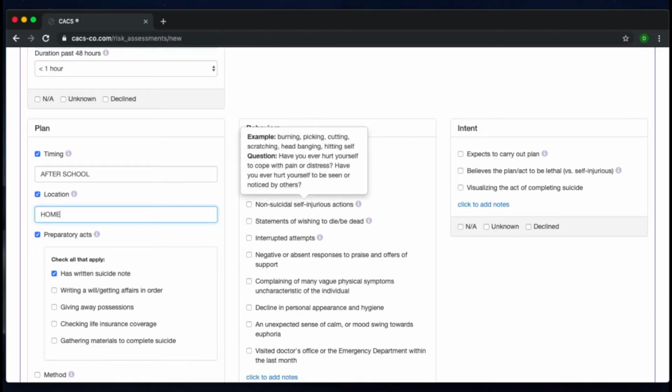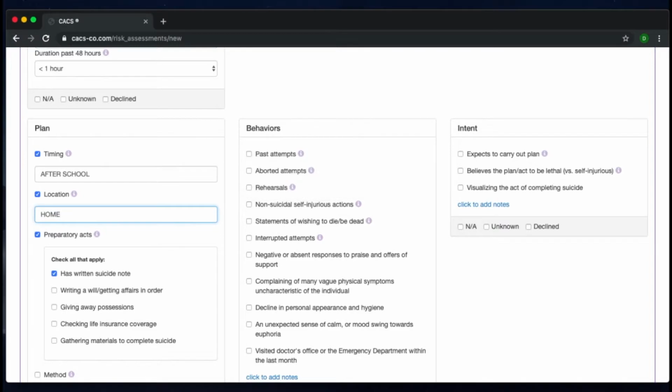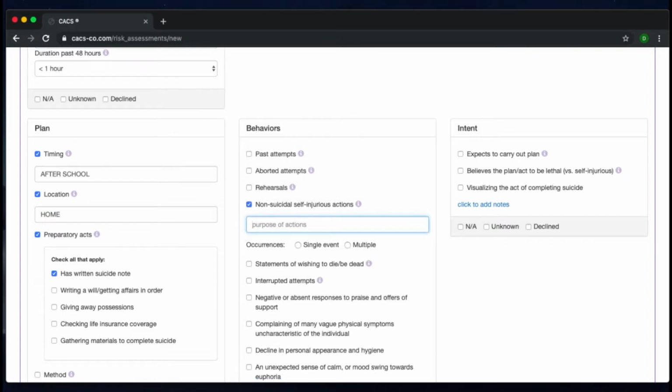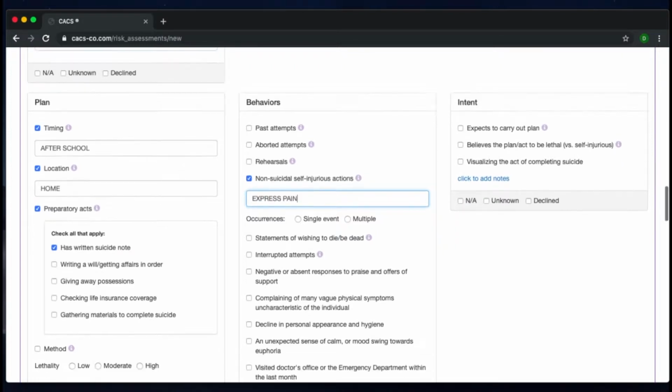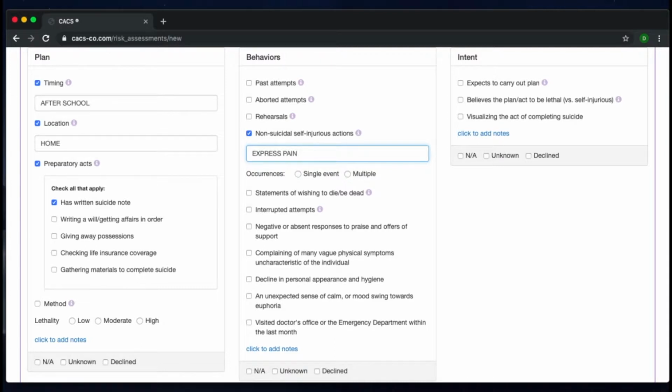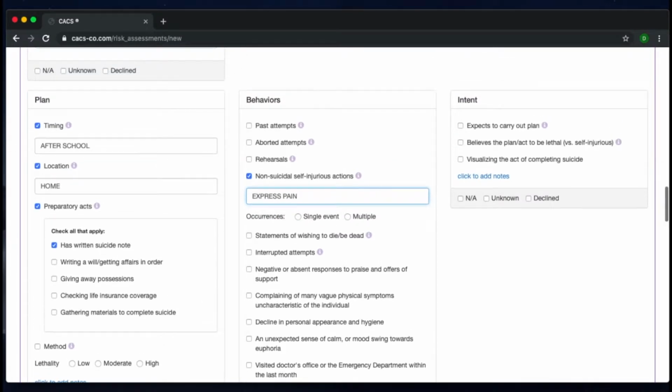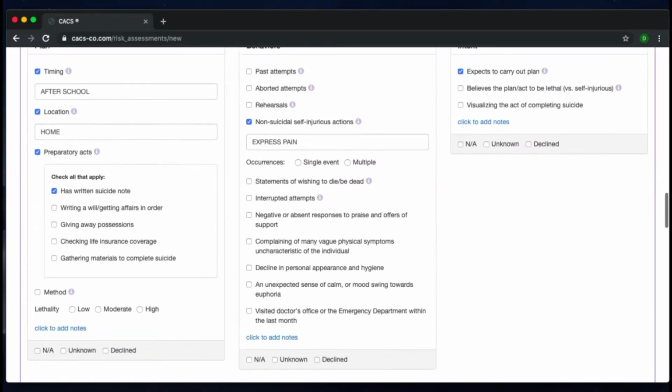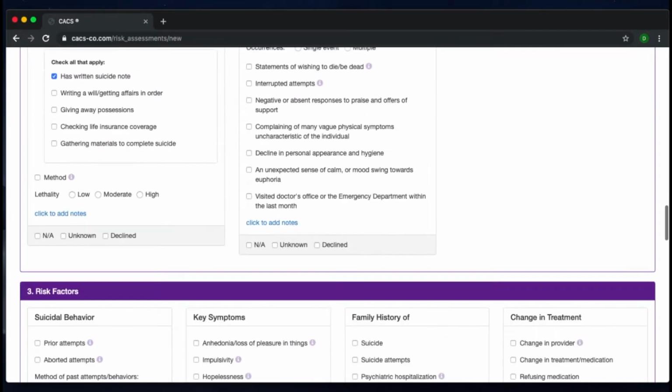Behaviors is something you're going to be talking to a person about, of what's their suicide experience. So maybe they've engaged in non-suicidal self-injurious actions or self-harm. Expressed pain is what she's telling us for this particular example. And you're just seeing different things we've tracked in the community when it comes to risk factors. So a person who's visited the emergency department in the last month has a higher risk value than someone who hasn't. And that's just coming from the current research that we're tracking. Intent, they have expectations of following through, things like that.